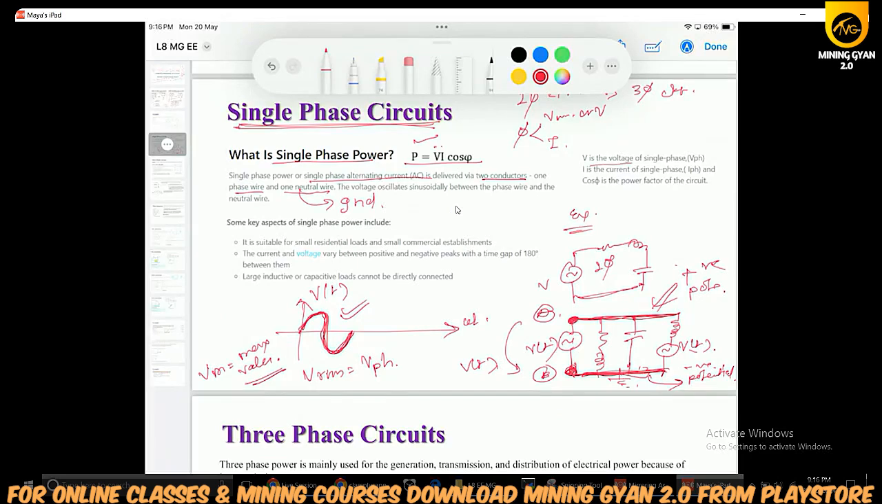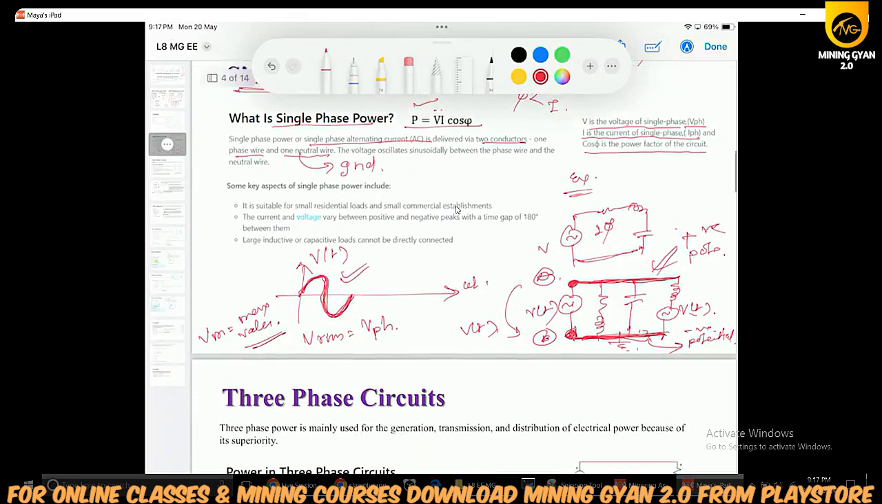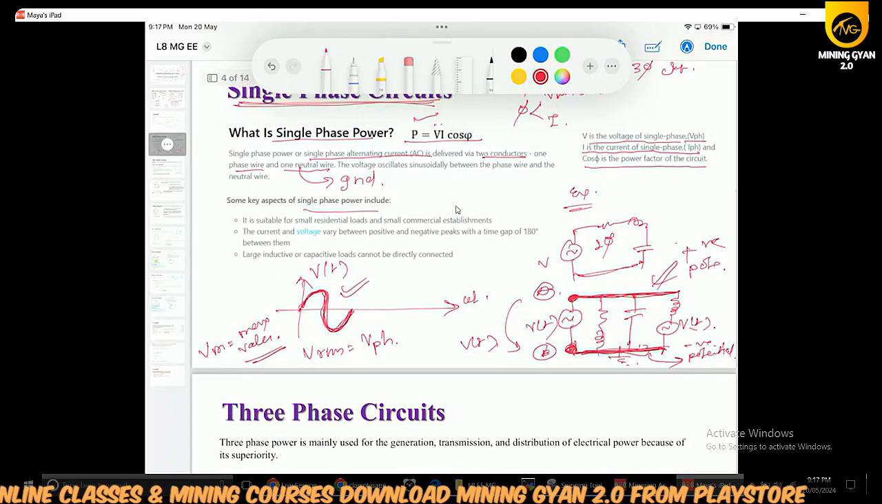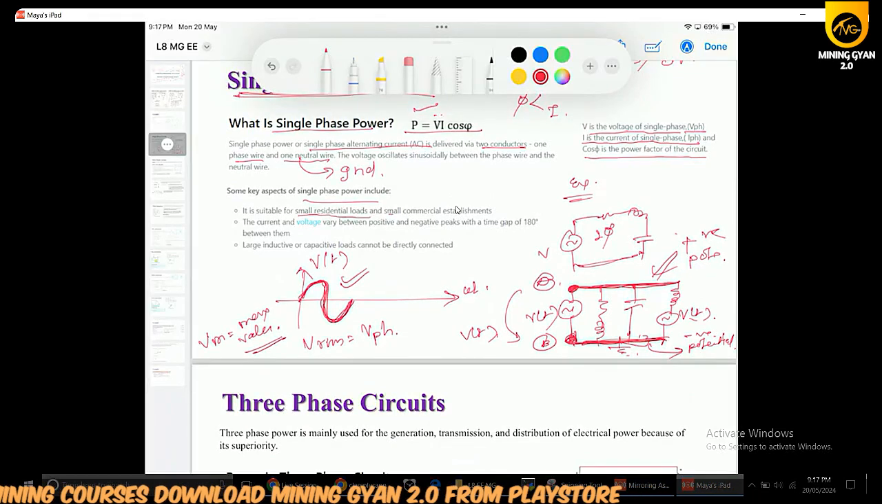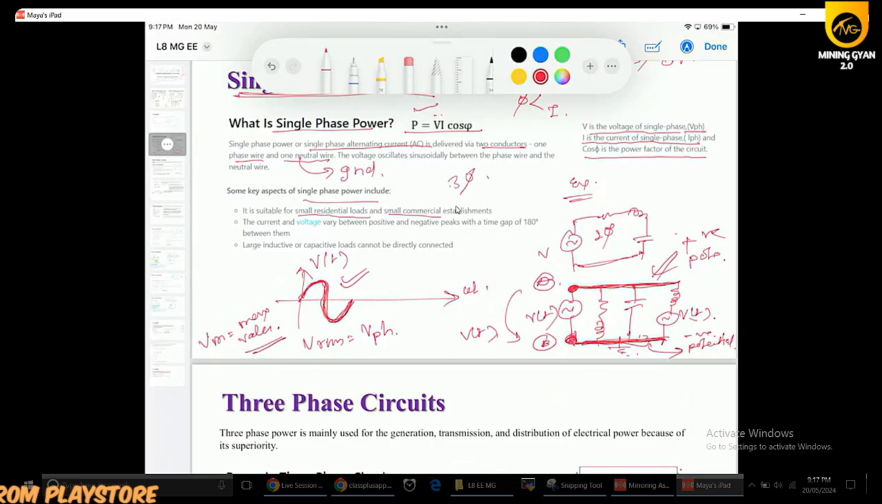V is the voltage of the single phase, that is the phase voltage. I RMS is the phase current, and cos phi is the power factor of the single phase circuit. Some key aspects of single phase power: it is suitable for small residential loads and small commercial establishments, but if you want to go for industries, then they have to take three phase power only, in order to drive large loads.